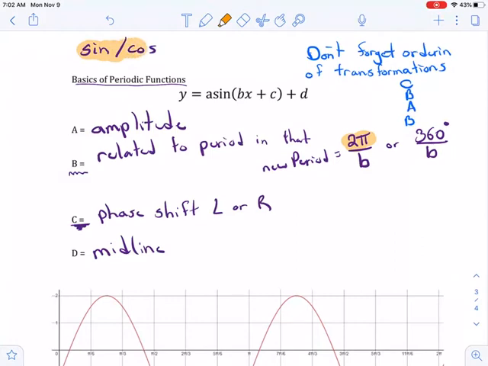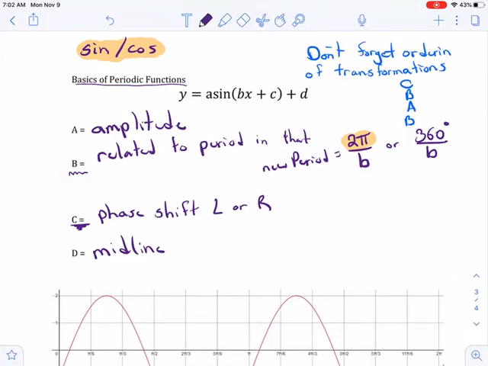The basic period of sine and cosine is 2 pi. So when I have a b value of 2, it means that those graphs are going to complete in a period that's twice as fast as what it previously was. So if I do 2 pi divided by 2, then I end up getting that my new period is only pi.